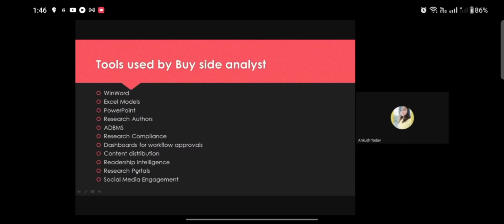Then we have the research portal. We have given the clients research portal access. If someone doesn't want to get the report by email, they can directly log into the research portal and view the report. We have also included social media engagement, like Twitter or Blogspot, so the report will be published to social media as well.